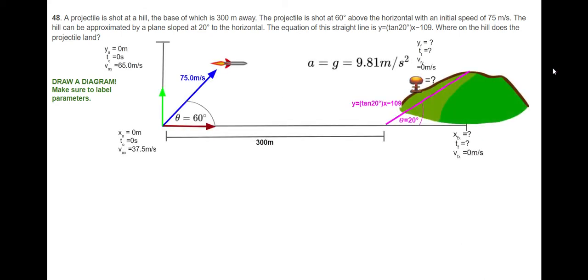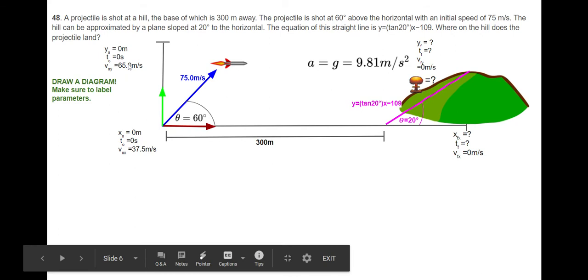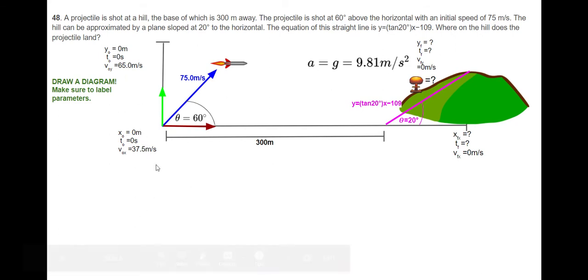The first thing we need to do is draw a diagram and make sure all the parameters are labeled using the given information in the problem. So if we draw our diagram, we label our parameters: the initial velocities in the x and y direction, the time, the change in position in the x and y direction, as well as the acceleration.